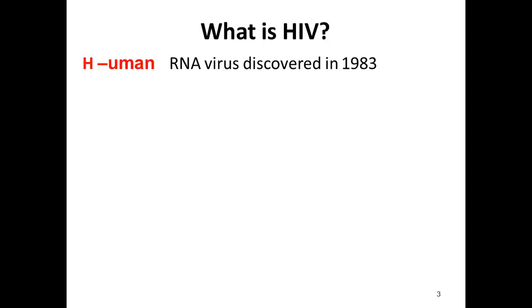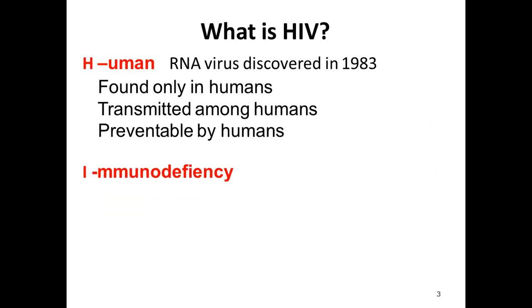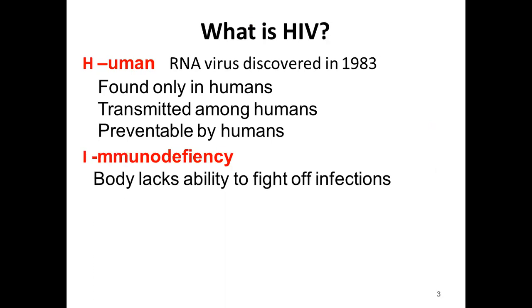Now, the question arises: what does HIV stand for? H is for human. You should remember that this is an RNA virus which is found only in humans. It is transmitted among humans and is preventable by humans. I stands for immunodeficiency. The body lacks the ability to fight infection. Immunodeficiency means you are not able to fight infections; your immunological processes are weakened.